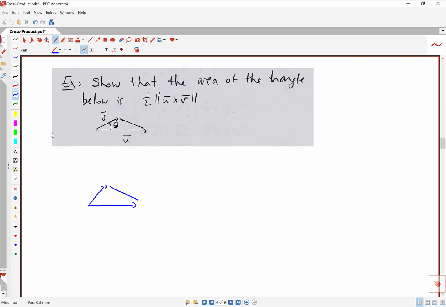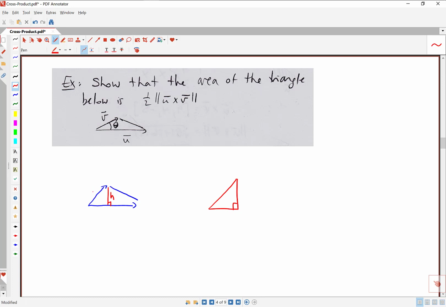And let's think about the height of this triangle. Let's just call it h. So we create the height just by dropping a perpendicular to the base. And we can zoom in on this left side of this triangle. So we've now created a right triangle.